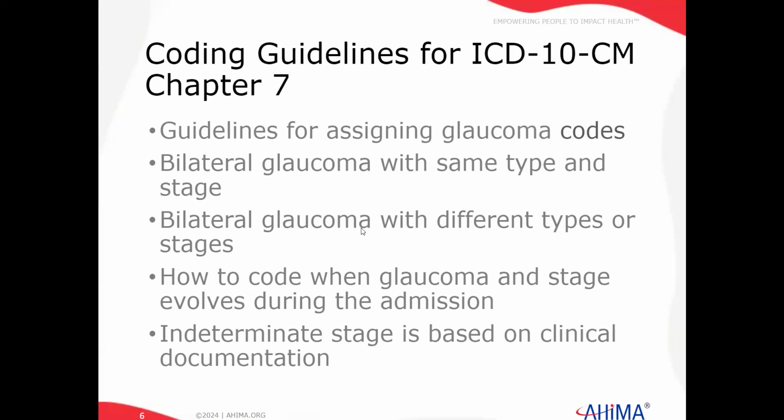There are different guidelines for assigning glaucoma codes. These are mentioned in your text and also mentioned in the code books. Please go to these particular chapters and you'll be able to see these guidelines in the very front. They're guidelines for bilateral glaucoma with the same type and stage, bilateral glaucoma with different types or stages, and how to code when the glaucoma stage changes during the course of a hospital admission.